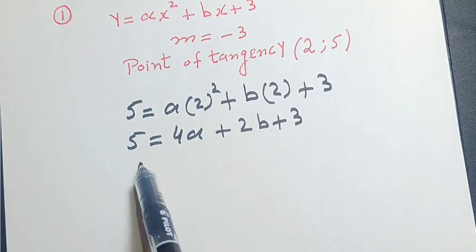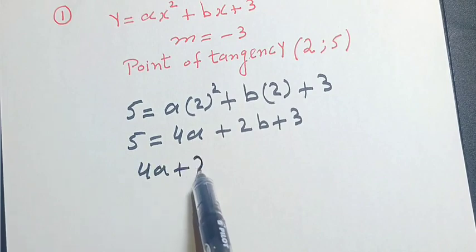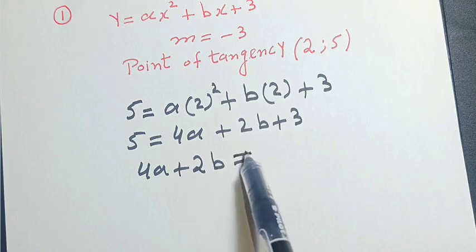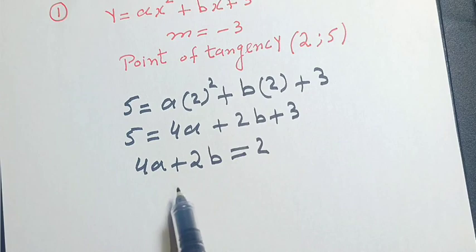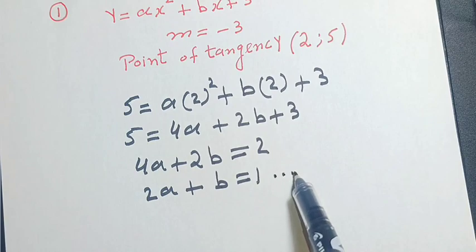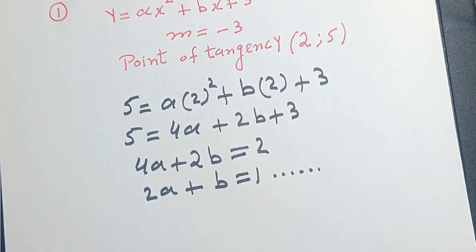Now 4a plus 2b, and all the constants must be on one side, so I can divide the whole expression by 2. So it's going to be 2a plus b is equal to 1. This is going to be my equation number 1.